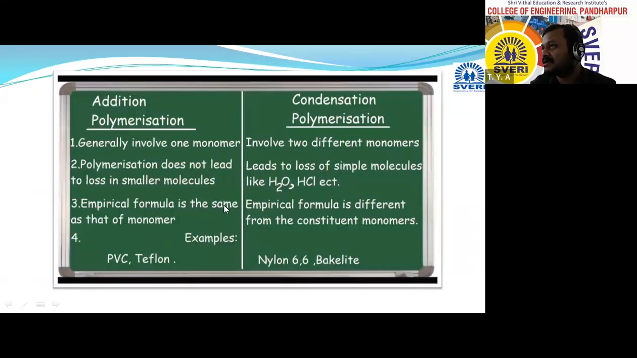Its empirical formula is the same as that of the monomer, and here the empirical formula is different from the constituent monomers, meaning the monomers from which it is formed. And a few examples you can write here: PVC, Teflon. Then here nylon, nylon 6, nylon 66. This is nylon 6 and nylon 66, double 6 is there. Then bakelite, or two examples I have taken, polyamide and polyester. Polyamide is nothing but nylon 6.